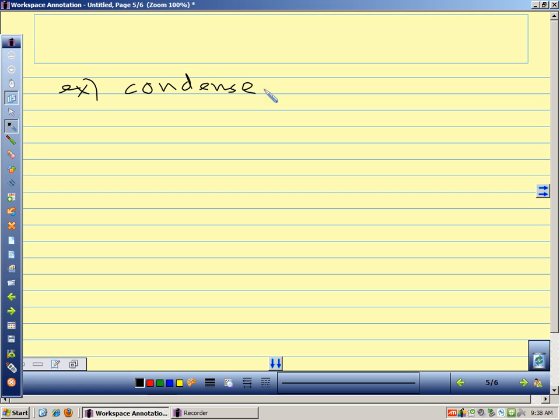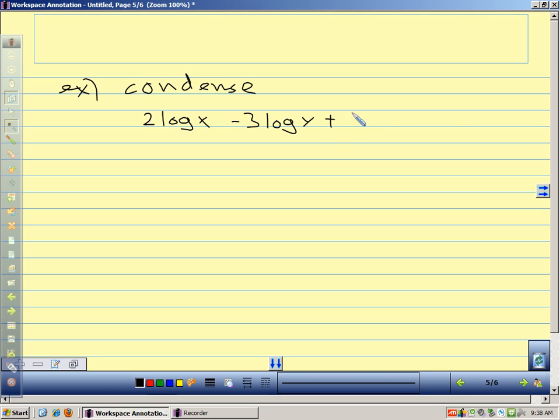So we're going to condense 2 log x minus 3 log y plus 1/2 log z. So we want to condense this. We want to make it into one logarithm. That's another way that the problem may be asked. It will say write this expression as a single logarithm. So we want to combine everything together.